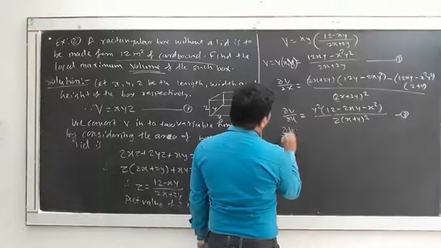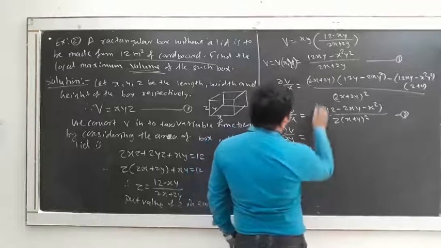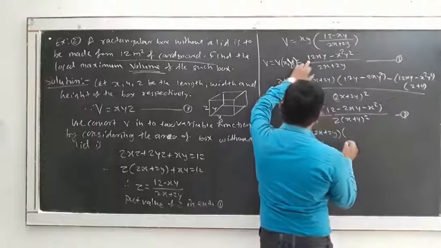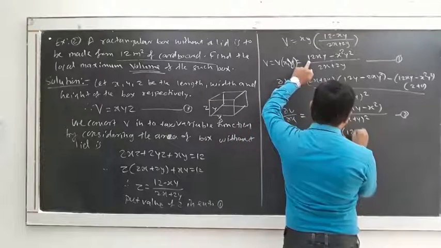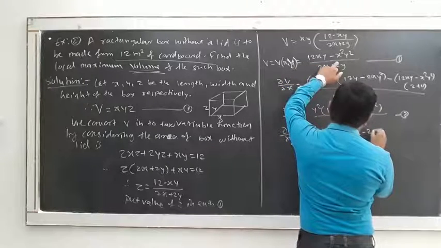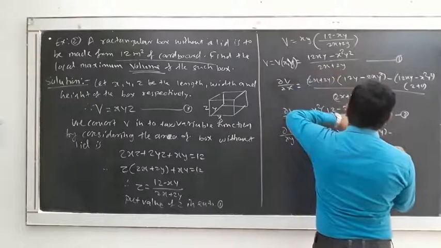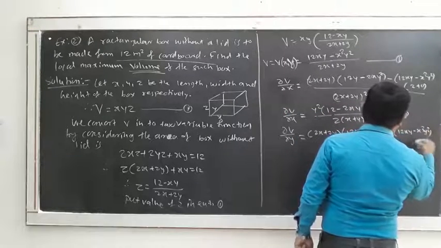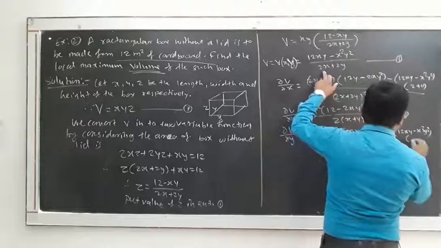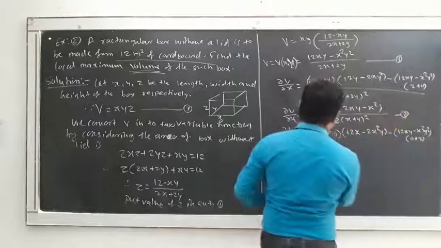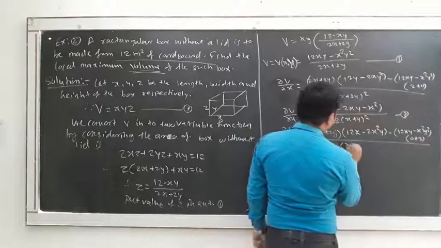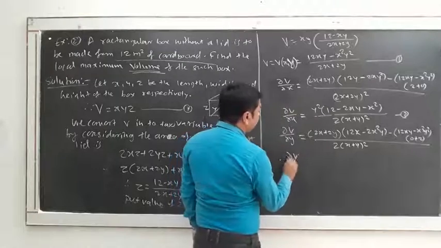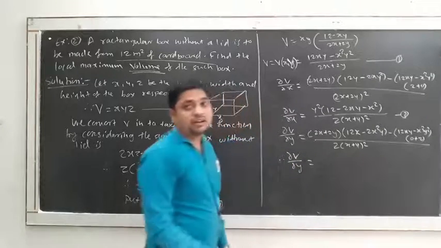Again we have to find dV by dy. Again you have to use the quotient rule. (2x plus 2y) into, again you have to differentiate with respect to y, 12x minus 2x square y, minus 12xy minus x square into y square into the derivative of this, 0 plus 2, and upon (2x plus y) bracket square. So again after simplification you will get the result.